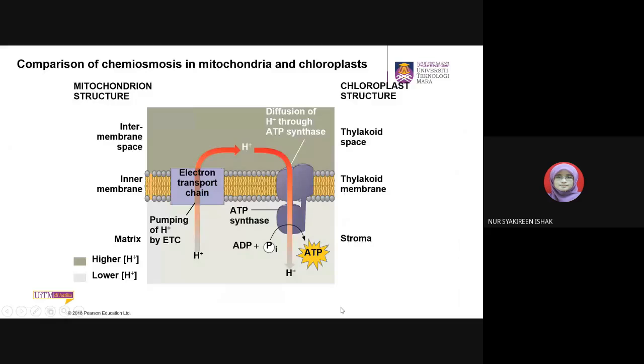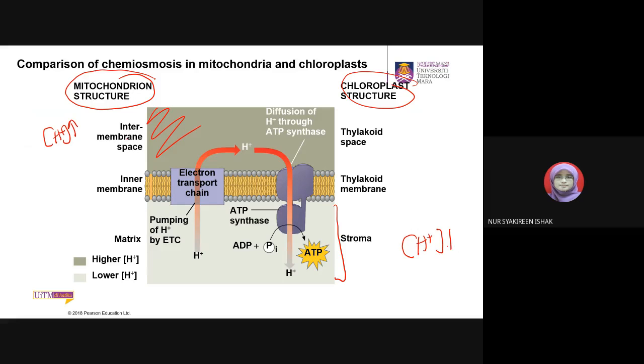So inilah gambar yang digabungkan kedua-dua chemiosmosis untuk menunjukkan perbezaan chemiosmosis dalam mitochondria dan juga dalam chloroplast. The darker region here shows you there is a high concentration of hydrogen ion. The lighter region here shows you the low concentration of hydrogen ion. Okay, sebelah sini menggambarkan mitochondria, sama je. It's just you have to know the region.